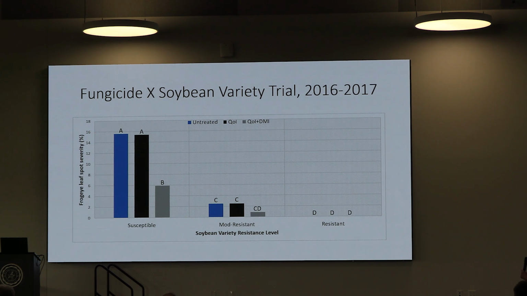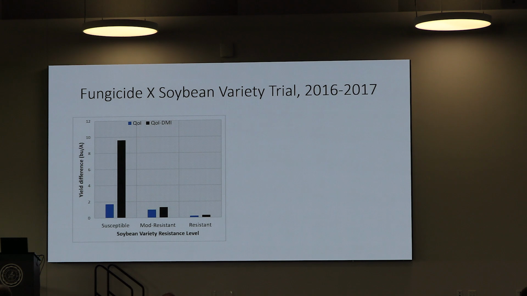And because of fungicide resistance, you can see that the QOI really didn't have much of an effect in controlling disease. But when we included that triazole or that DMI, that's when we saw a reduction in disease. And we saw that in the susceptible variety and the moderately resistant variety, but we did not see that in the resistant variety because there was really no disease to rate. It would look the same if we didn't spray it, or if we did spray it, there was just no disease.